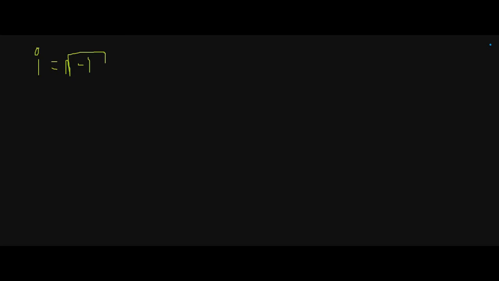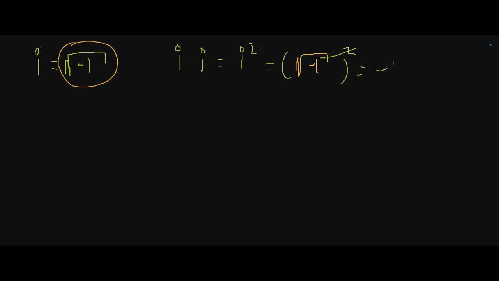Well, what happens if we do i times i, which is the same thing as i squared? We said that i was equal to the square root of -1. So if we plug this back in, we get the square root of -1, squared. What's going to happen with the square and the square root? They're going to cancel, and we're just going to get -1. So we can see here that i squared is just equal to -1.